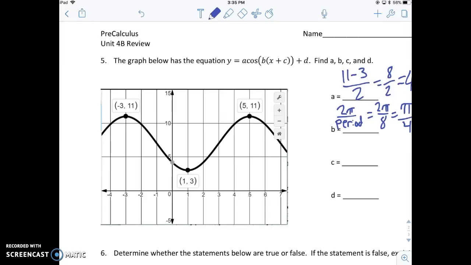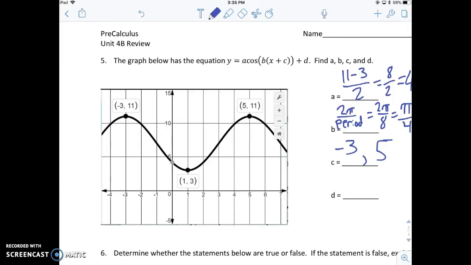so there are multiple answers. The two I'm going to give, since I used a positive a value, I'm looking at the start of the graph, which is at the top, because this is cosine. So there's two possible answers. c could be -3 or +5. The top is at -3, 11, and +5, 11. So either one of those would work.